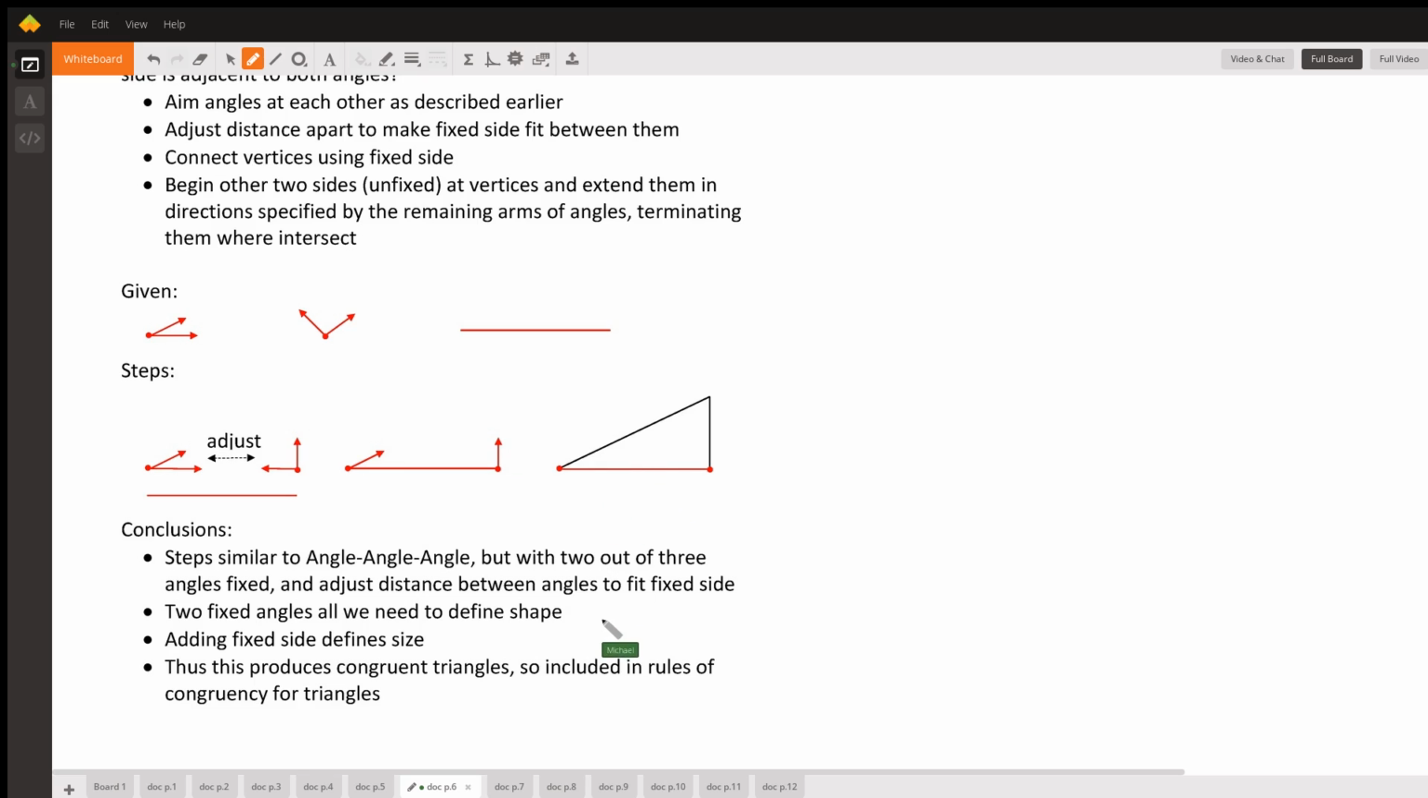It looks almost the same as before, but this side here is fixed now. So that one fixed side is enough to define the size of this thing. The two fixed angles define the shape. One side is enough to define the size. So this is going to produce congruent triangles, and it is in the rules of congruency for triangles.